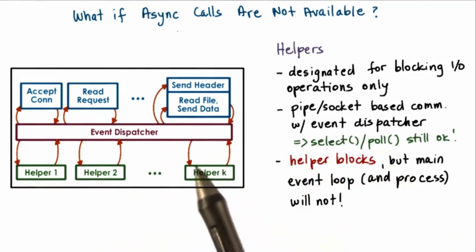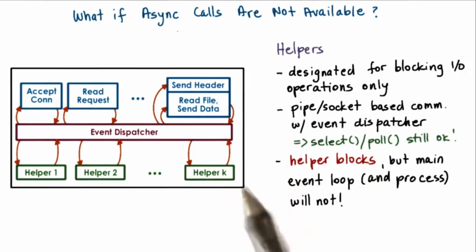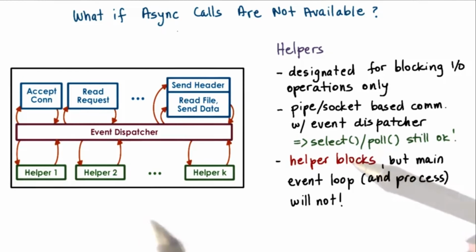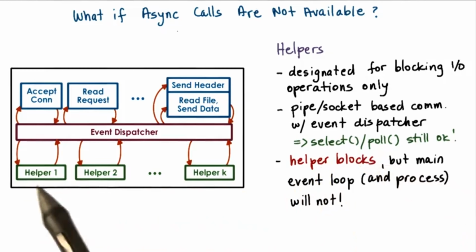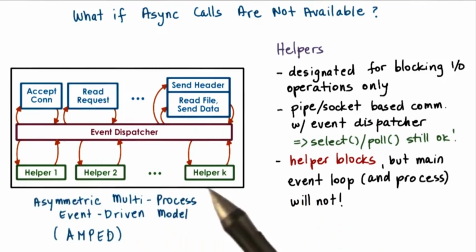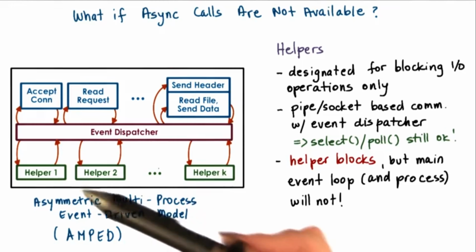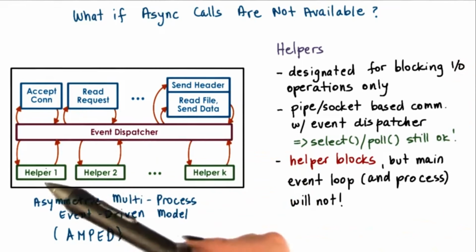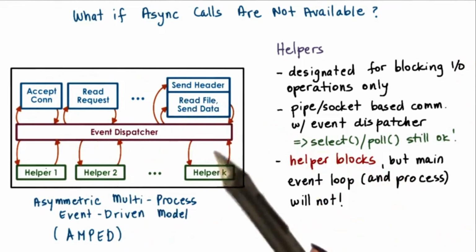At the time of the writing of the paper, another limitation was that not all kernels were multi-threaded. So basically, not all kernels supported the one-to-one model that we talked about. In order to deal with this limitation, the decision in the paper was to make these helper entities processes. Therefore, they call this model AMPED, Asymmetric Multiprocess Event-Driven Model. It's an event-driven model, it has multiple processes, and these processes are asymmetric. The helper ones only deal with blocking I/O operations, and then the main one performs everything else.